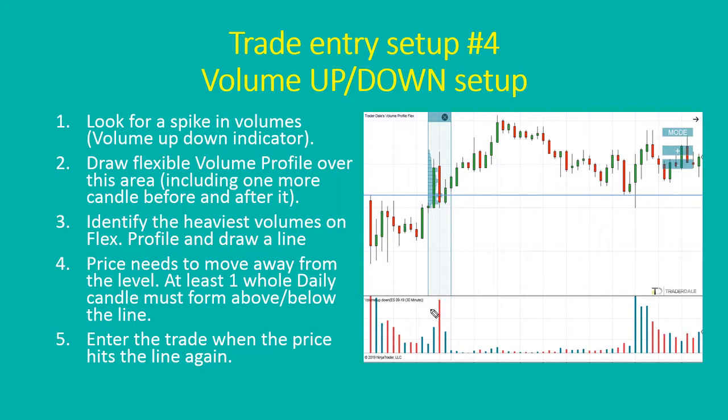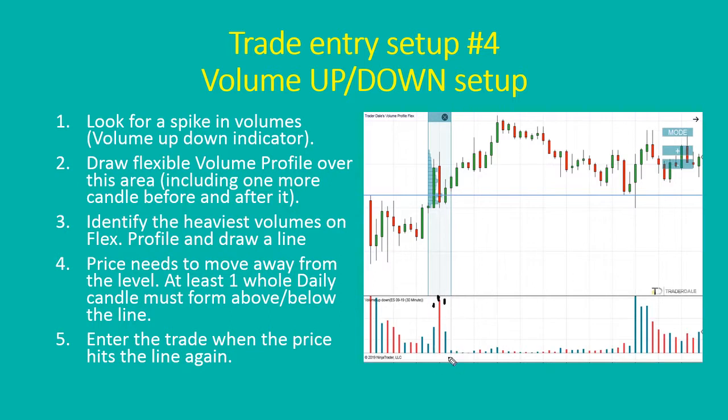Now, when you spot a spike in volumes, like for example in this case, you draw a flexible volume profile over this area, including one more candle before and after it. So the volume spike was those 3 candles. This is the spike in volumes.